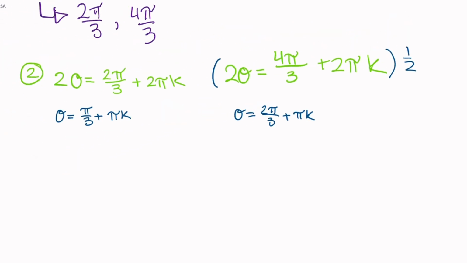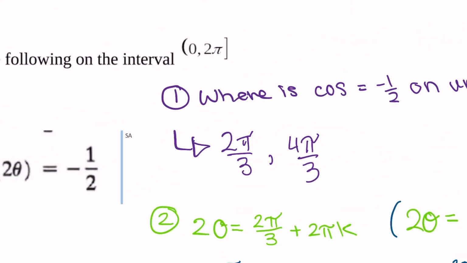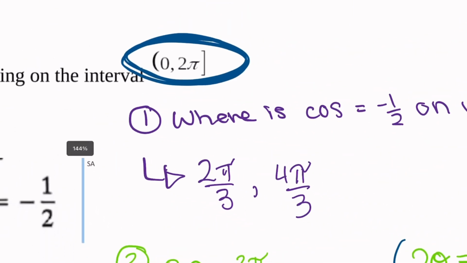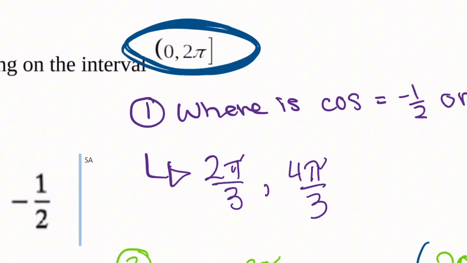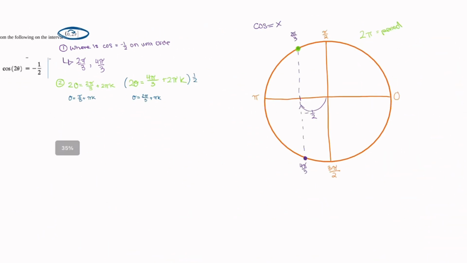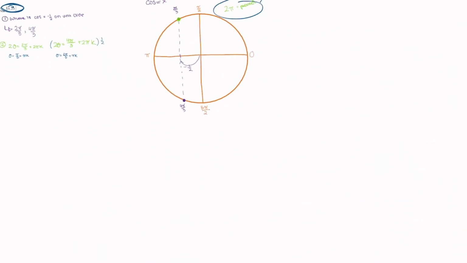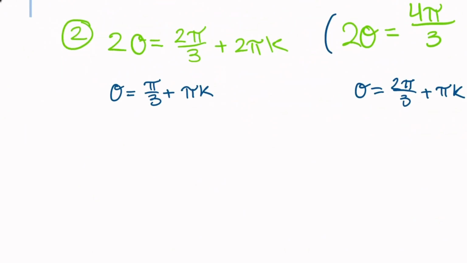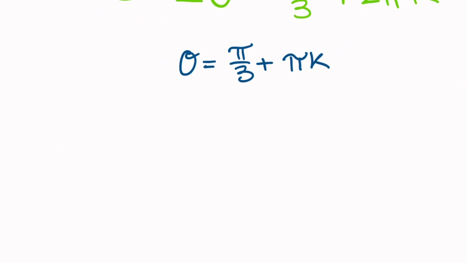Alright, so now we're set with our two different simplified equations. So now we have to look back and find every single solution between 0 and 2 pi. So again, that's just on the unit circle like I indicated earlier. But let's go ahead and do that. So this is where a lot of students get very confused. So you're essentially just going to take pi over 3.